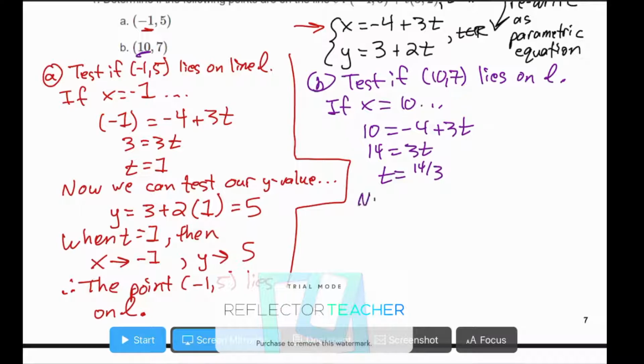Next, now test our y value. So I'm going to plug this t value into my parametric equation, and this y value needs to equal 7. If it does not equal 7, then this point does not exist on this line. And that's fine. That's why we're testing to find that out. So y is equal to 3 plus 2 times our t value of 14 over 3. So that's going to be 3 plus 28 over 3.